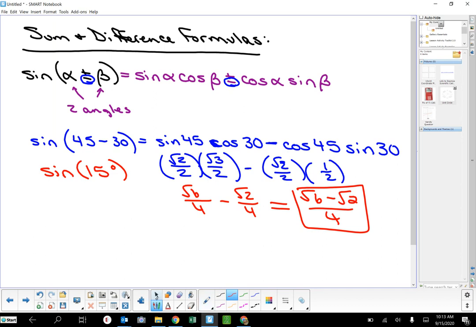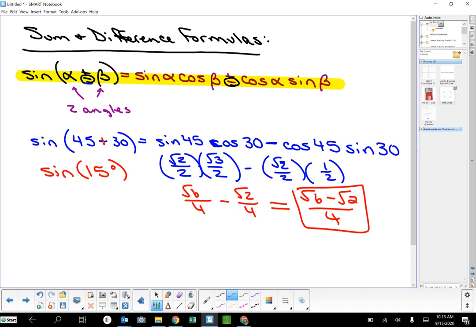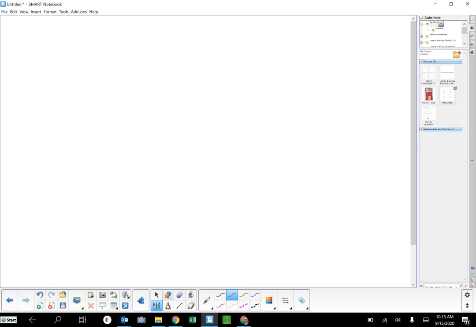So the important part, well, there's a lot of important parts here. You need the actual formula. Let me get a highlighter. So formula, and then there's an example of how to use that formula. Now, if this was a plus sign here, then you would have a plus sign here. So these signs quite literally match when you do the sine formula. Okay? Let's go do the cosine formula.